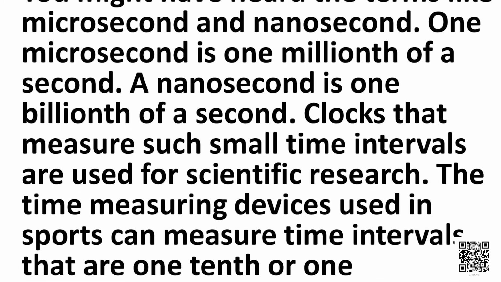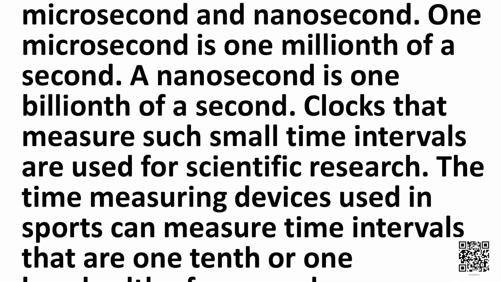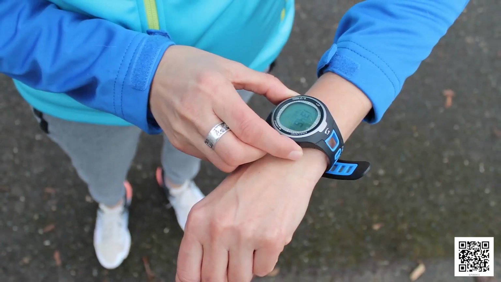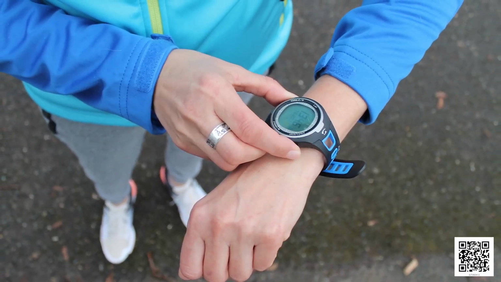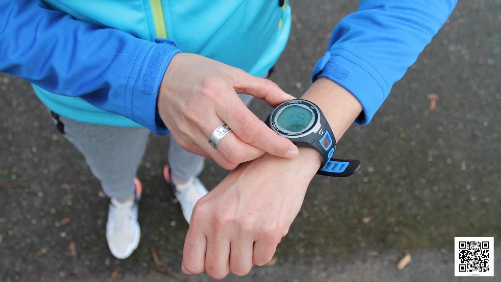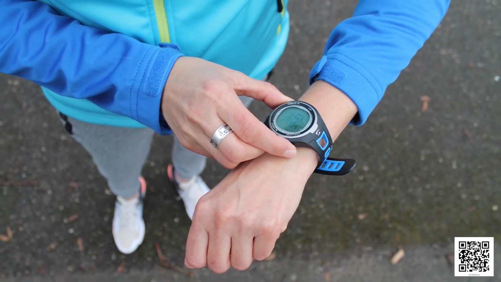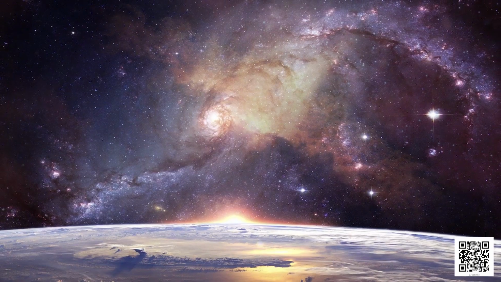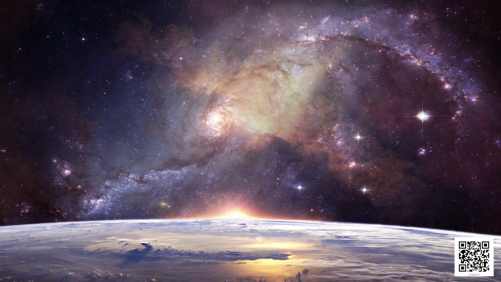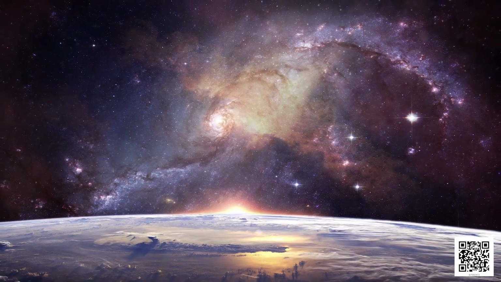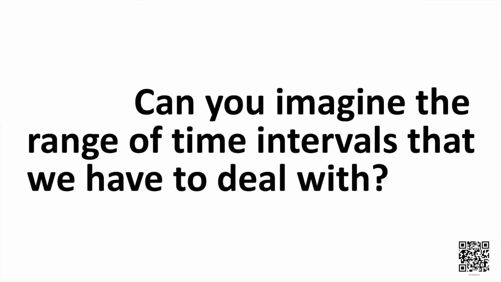Clocks that measure such small time intervals are used for scientific research, and the time measuring devices used in sports can measure time intervals that are 1/10th or 1/100th of a second. On the other hand, times of historical events are stated in terms of centuries or millenniums. The ages of stars and planets are often expressed in billions of years. Now, can you imagine the range of time intervals that we have to deal with?